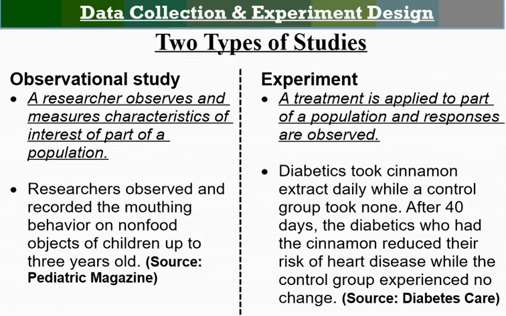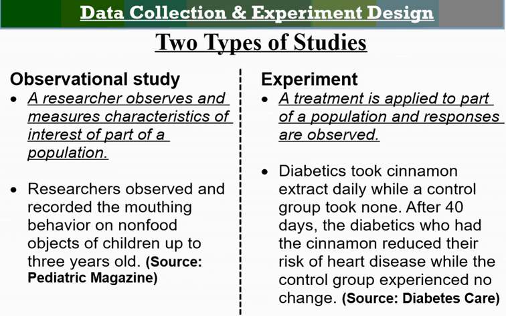There are two types of studies that you can conduct when you're developing your plan. There's what's known as an observational study. An observational study is when a researcher observes and measures characteristics of interest of part of a population. So they are not changing the population. They're just simply observing it in its quote-unquote natural habitat. Researchers observed and recorded the mouthing behavior on non-food objects of children up to 3 years old.